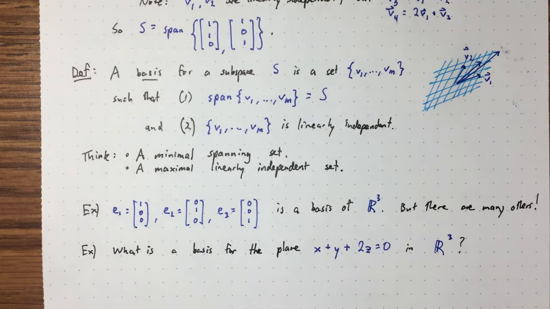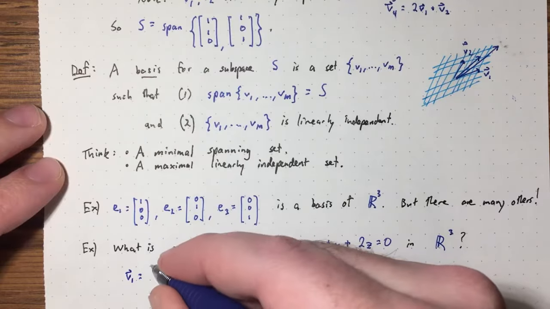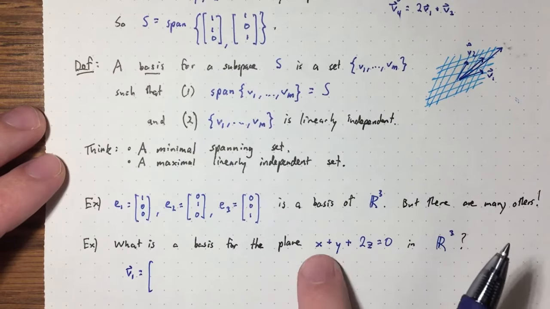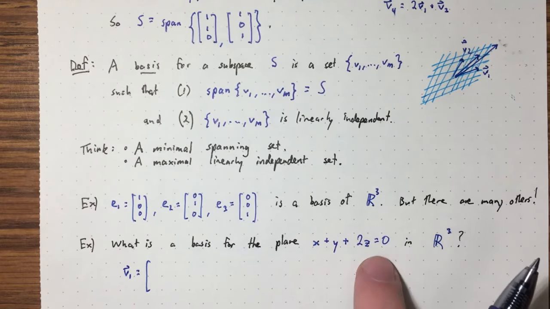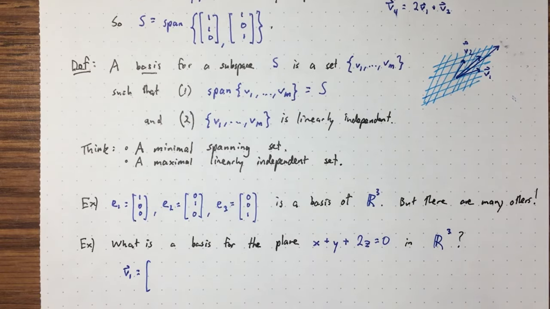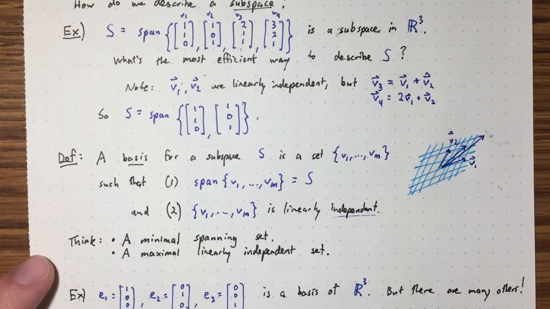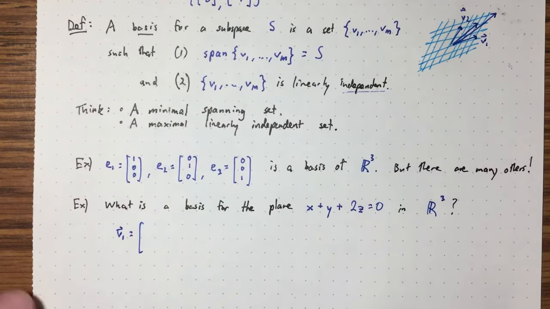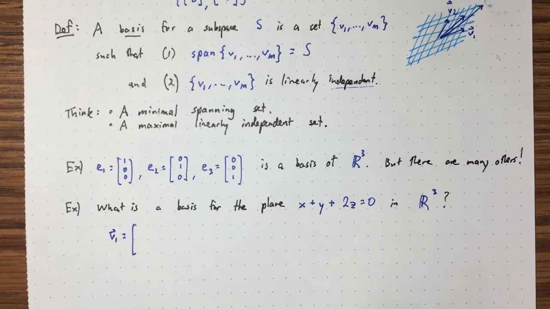Well, what do you think? So certainly we want to choose two vectors that are on this plane. So let's just pick any two. Notice the 0 vector is on this plane, right? This plane goes through 0, 0, 0. But I should not include that in my basis. Why? Because a basis needs to be linearly independent. Anything containing the 0 vector is not linearly independent. So I want to avoid the 0 vector.